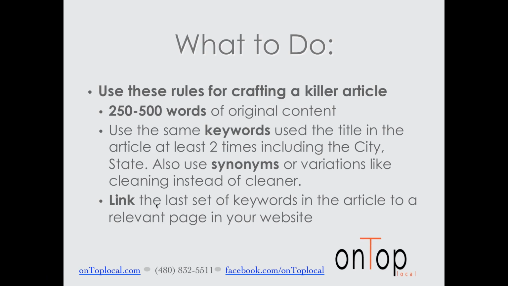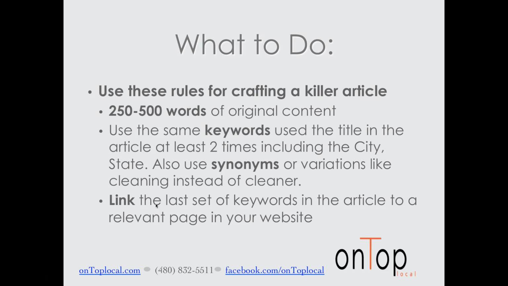Okay. Now, you can also use synonyms or variations of your keywords. So, for example, if my keyword is Best Carpet Cleaner Mesa, Arizona, and I can't quite fit that into the article and have it make sense, but I can put in Best Carpet Cleaning in Mesa, Arizona, that's good enough. So I can use a synonym from cleaner to cleaning, and that's close enough for the search engines that they're going to accept that and they're going to understand what is going on.